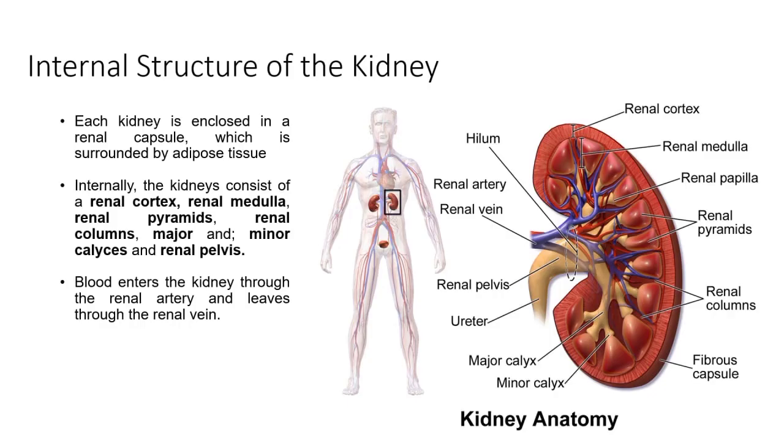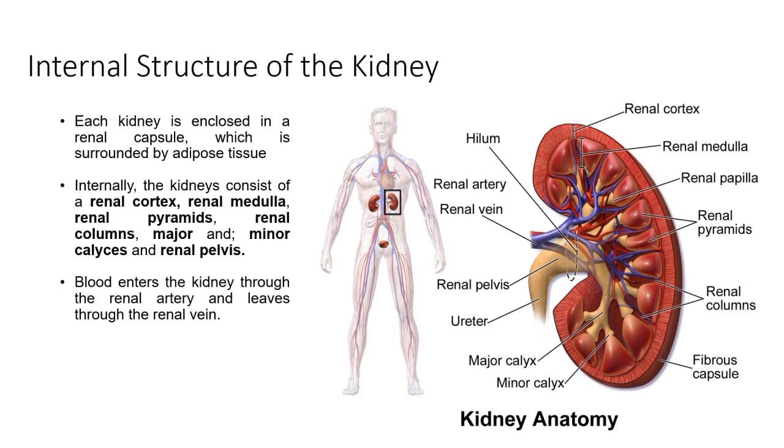Let's proceed to the internal structure of the kidney. Each kidney is enclosed in a renal capsule, which is surrounded by adipose tissue. Internally, the kidneys consist of the renal cortex, renal medulla, renal pyramids, renal columns, major and minor calyces, and renal pelvis. The blood enters the kidney through the renal artery and leaves through the renal vein.